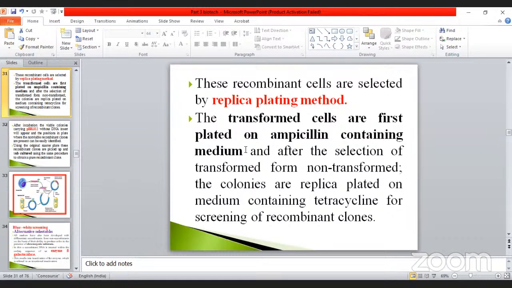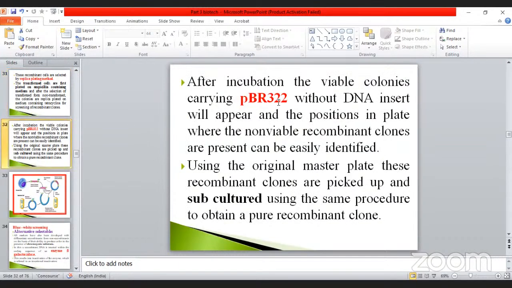As a result, those that are resistant to ampicillin, and those that have the tetracycline resistance genes, can be easily identified. After incubation, the viable colonies carrying pBR322 without DNA insert will appear, and the positions in the plate where the non-viable recombinant clones are present can be easily identified. Okay, this is the method.